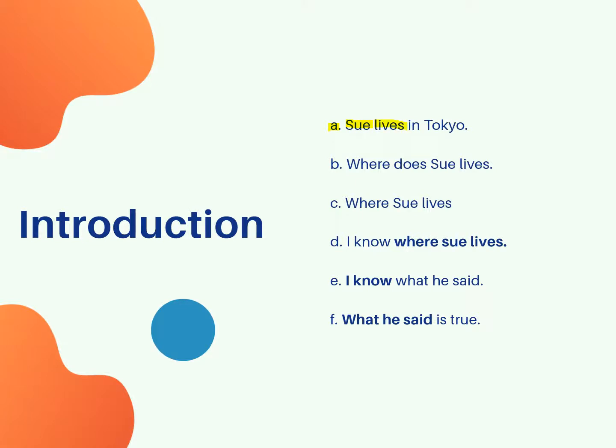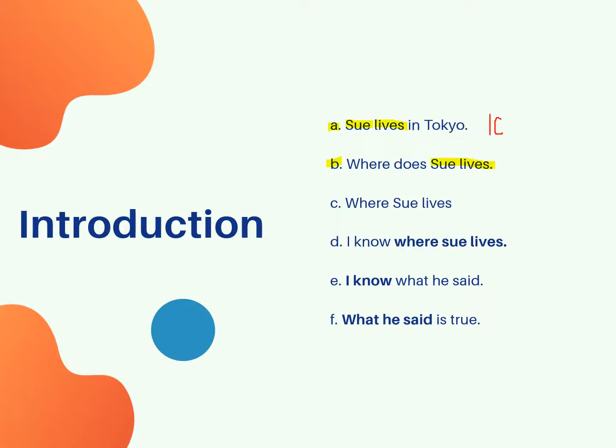There are two kinds of clauses. The first one is independent clause, and the second one is dependent clause. For this one, "She lives in Tokyo" is an independent clause. Let's take a look at the other example here. Where does she live? Well, although this is a different kind of sentence, it still is an independent clause. Why? It is because it contains the main subject and the verb of a sentence.